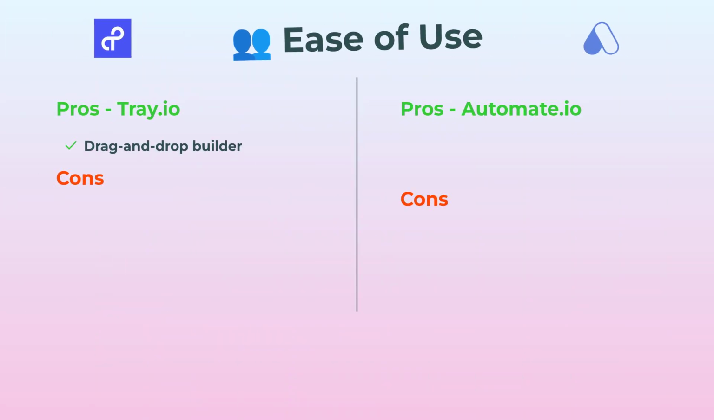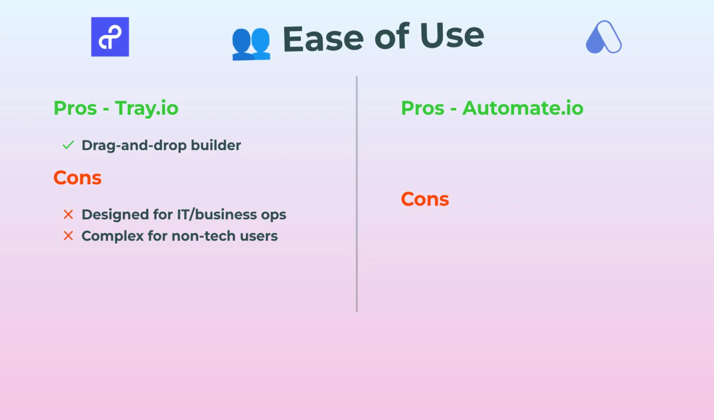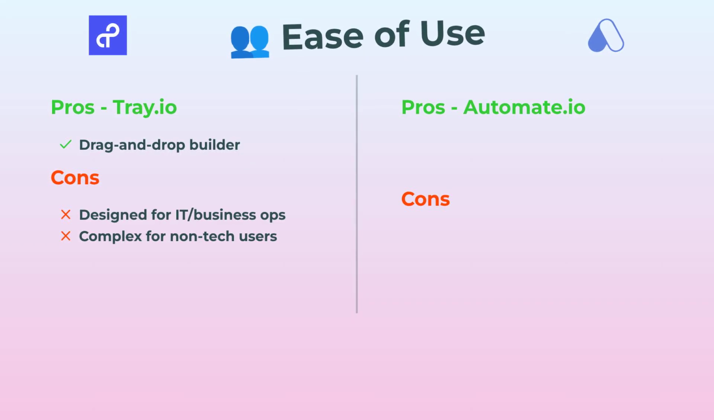Ease of use. This one's always interesting, right? Tray.io does have a drag-and-drop builder, but the whole vibe is kinda tailored to IT or business ops folks. It's definitely not built for your average spreadsheet fan.